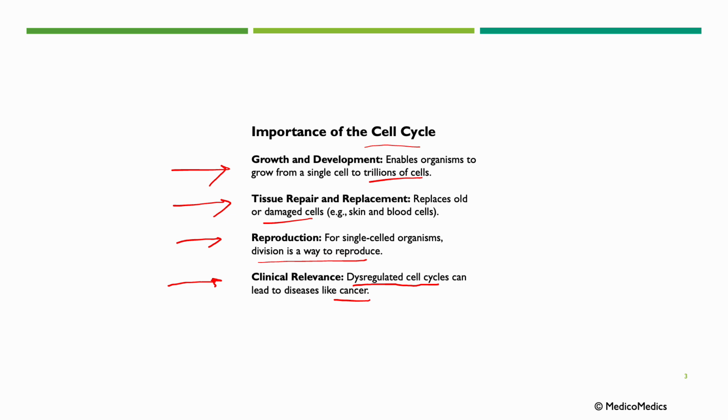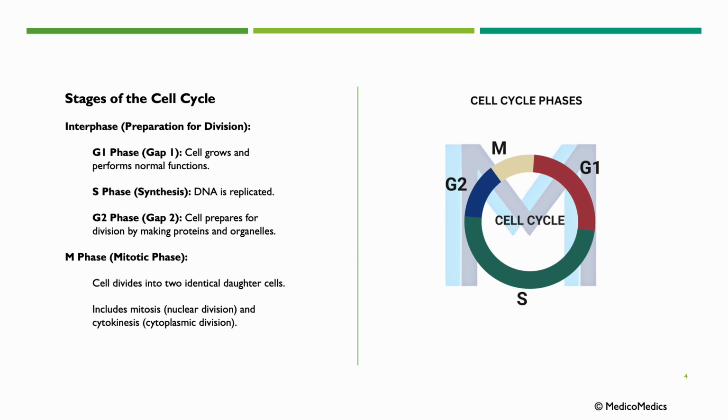Now let's explore the stages of the cell cycle in more detail. When we talk about the stages of the cell cycle, there are some new words that are all very high yield. As a student, you need to repeat these sections a few times to make sure that you remember these orders. So first we have the interphase, which is the preparation for division. And it consists of the G1 phase, or gap 1 phase. Here, the cell grows and performs its normal functions. Then we have the S phase, or synthesis, where DNA is replicated. Then we arrive at the G2 phase, where the cell prepares for division by making proteins and organelles.